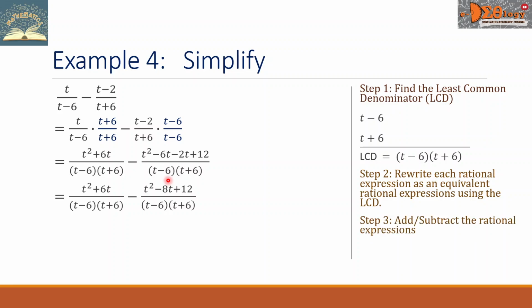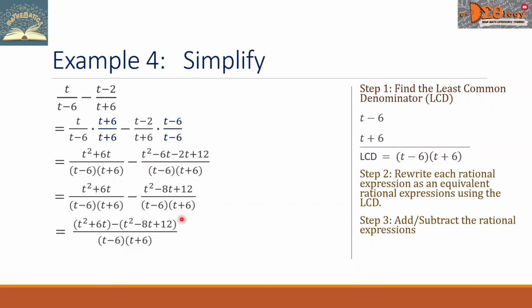Then we have the step 3. We add or subtract the rational expressions. Since we have the LCD as the common denominator, we can now subtract the numerators. So, the first group is t squared plus 6t minus the second group, the trinomial t squared minus 8t plus 12, all over the common denominator.